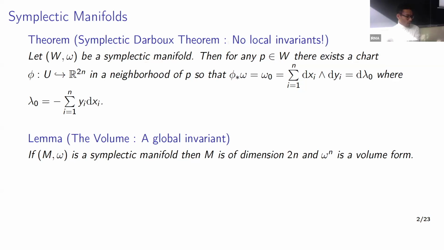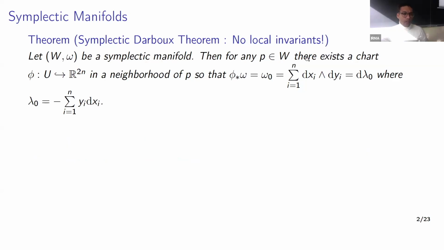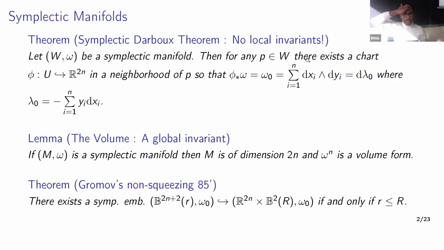For a long time, it was an open question whether volume is the only global invariant of symplectic geometry, or whether we can find some finer invariant. This was formalized by the Gromov alternative. Then Gromov himself proved in 1985 a very beautiful and famous theorem about non-squeezing, which says that there exists a symplectic embedding of a ball of radius little r inside a cylinder of radius big R if and only if little r is less than or equal to big R.